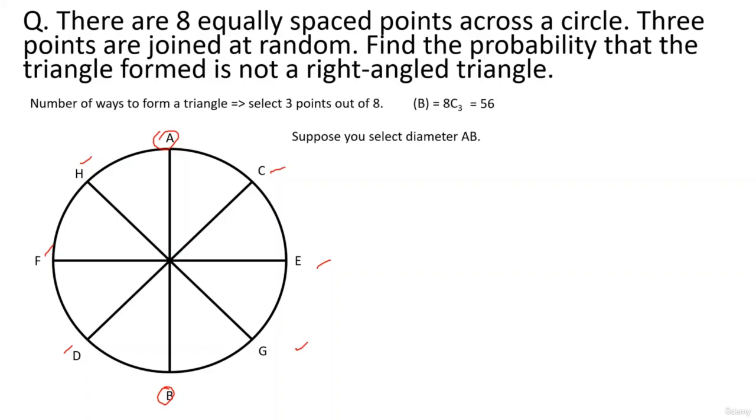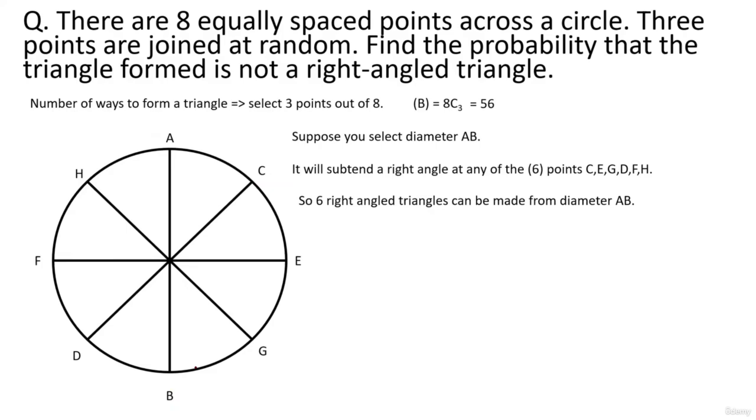Now if I select any one point out of these 6, you'll get a triangle like this. Let's say ACB will be a triangle, or AHB will be a triangle, or AFB will be a triangle. All these triangles will be right angle triangles. Why, guys? Because a diameter always subtends a right angle at any point on the circle. So if AB is the diameter, you select any of these 6 points C, E, G, D, F, H, it will always subtend a right angle. So in this case, diameter AB alone can give 6 right angle triangles.